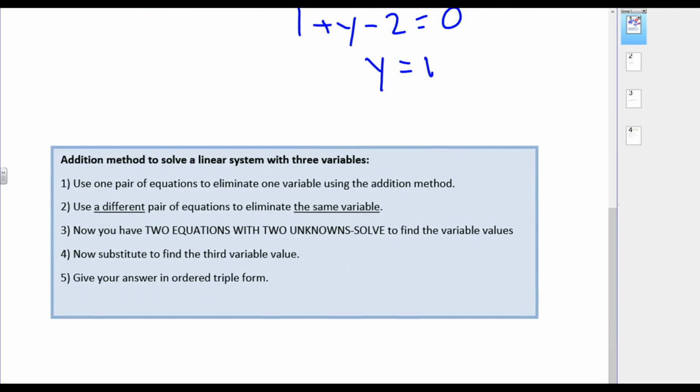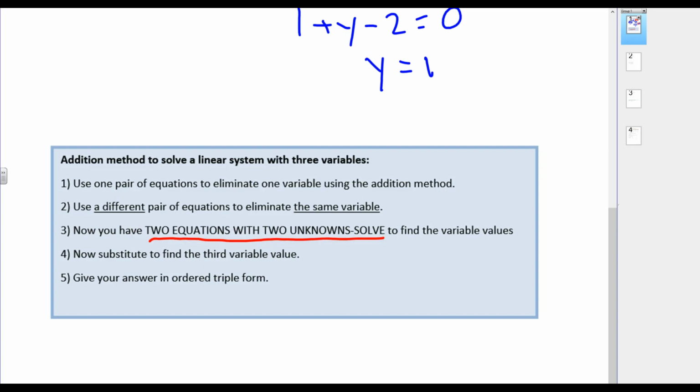The best way to solve a system of linear equations in three variables is to do the following. Use one pair of equations to eliminate one variable using the addition method, and then use a different pair of equations to eliminate the same variable. So the idea is you should get down to two equations with two unknowns, which you know how to solve.